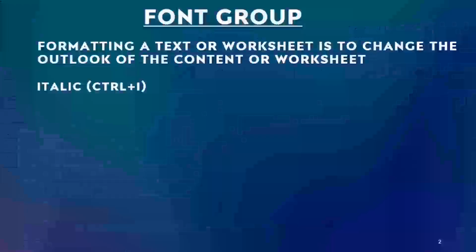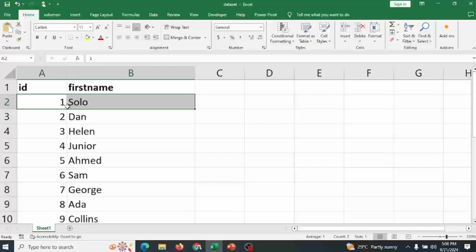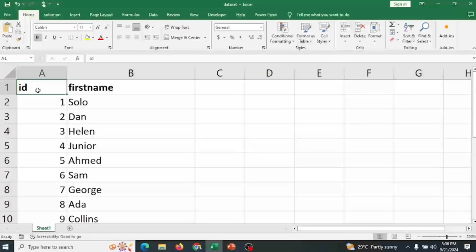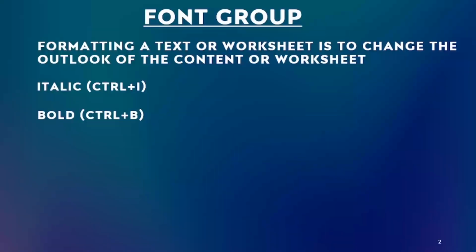The next one is bold, which is Control B. Very simple. Let's take a look at it practically. If you check my content here, you see that I've bolded it. I remove the bold now. Control B to implement it, Control B to remove it. Or you can also click the button, so it's activated right now. If I press Control B, it's deactivated. If I press Control B, it's activated. So that is bold.